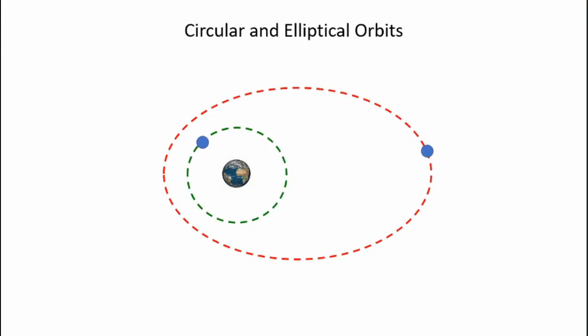Now, in this simple animation, I'm showing a difference between a circular orbit in green and an elliptical orbit in red. You should notice that the satellite's velocity in the circular orbit is constant, and the Earth is centered in the middle of the orbit.